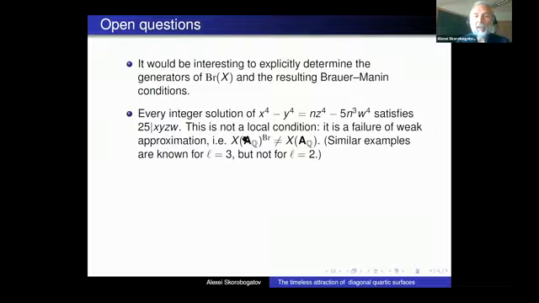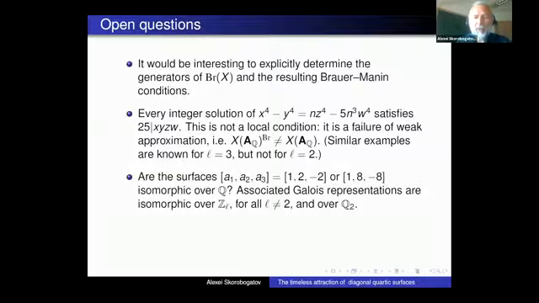So it reflects the fact that in this case, there is a 5-torsion element in the Brouwer group that produces a non-trivial Brouwer-Manin obstruction. And similar examples are known for 3, but not for 2. And again, the reason for this is that we don't have good control of Brouwer classes, as I just explained in this case.